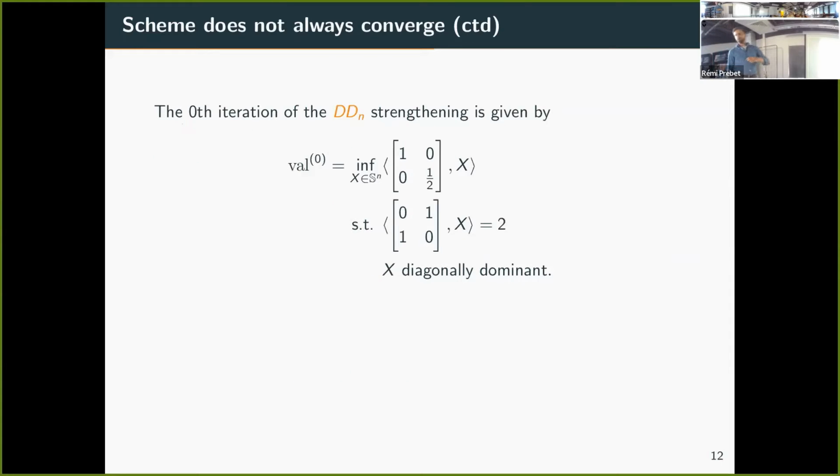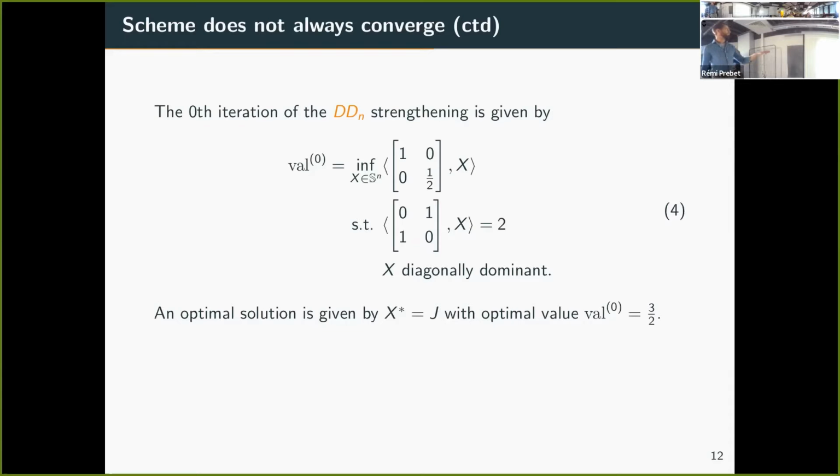If we now look at the zeroth iteration of the diagonally dominant strengthening, we simply replace the PSD condition by the diagonally dominant condition. And the optimal solution here, because X has to be diagonally dominant, will be the all-ones matrix. It's easy to see because this forces ones on the diagonal, and if we want to make the diagonal as small as possible, then we put ones everywhere. If we plug this into the objective function, we see that the optimal value is 3/2.